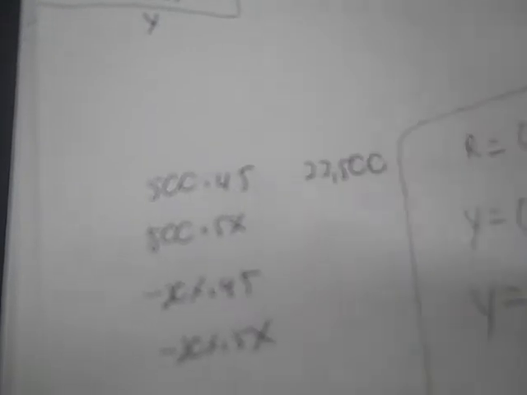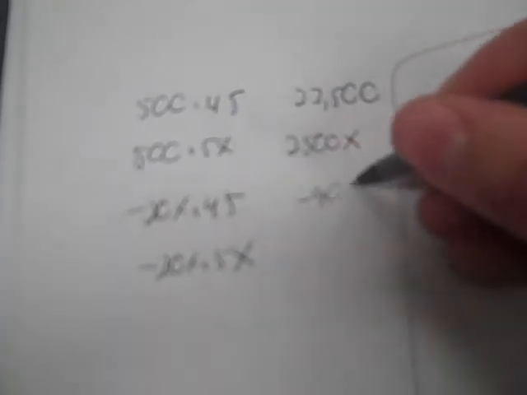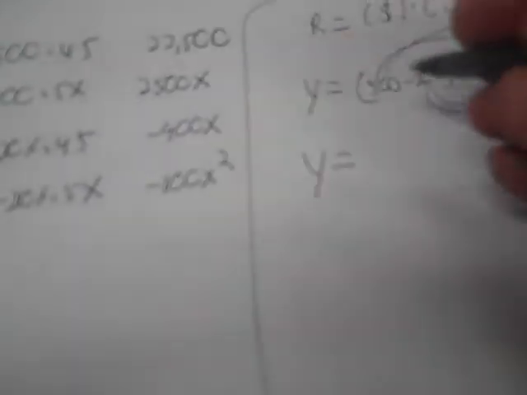Okay, now I find these products. 500 times 45 is 22,500. I believe that would be a C value. 500 times 5 is 2,500x. Just an x. That's going to be negative 900x. That's going to be negative 100, but that one, the x is squared because both factors have x. Only one factor has x in the others. Okay, so negative 100x squared is going to be the A.